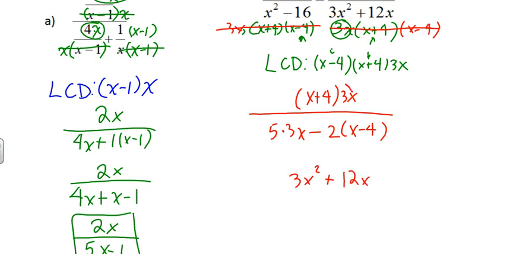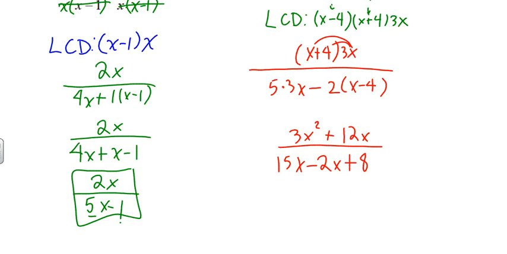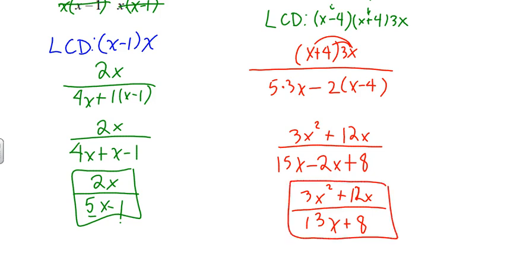All right. And then on the bottom, I get 15x minus 2x plus 8. Everybody got that? Combining like terms in the bottom, I get 3x squared plus 12x over 13x plus 8. Can I cancel anything from top and bottom? I don't think so. And that is your answer.